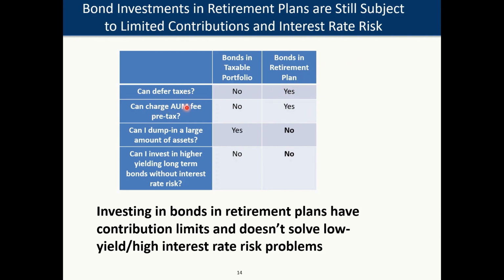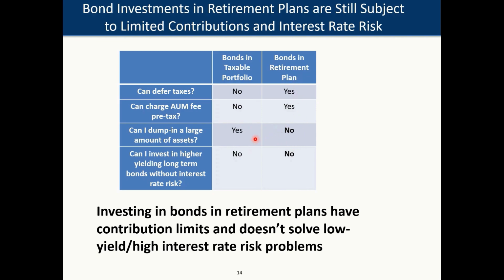Can you charge your AUM fee pre-tax? Not if the bonds are in a taxable portfolio, but you can if those bonds are in a retirement plan. Can you dump in a large amount of assets? Well, you can do that if it's in a taxable portfolio. You can dump in a large amount of after-tax money. But if they're in a retirement plan, you're limited by contributions to that plan in a given year. So you just can't do a large dump in, unless you're doing something like a backdoor Roth strategy. But you're typically limited in your contributions each year to retirement plans.